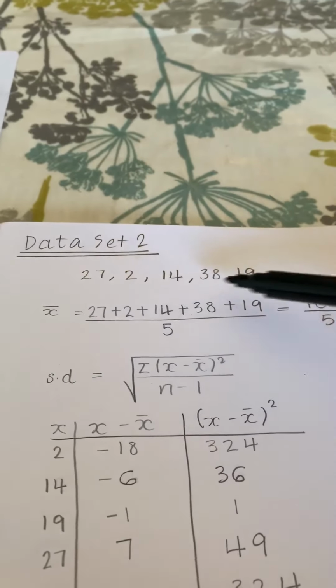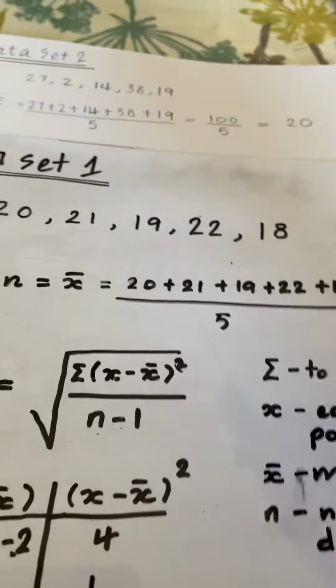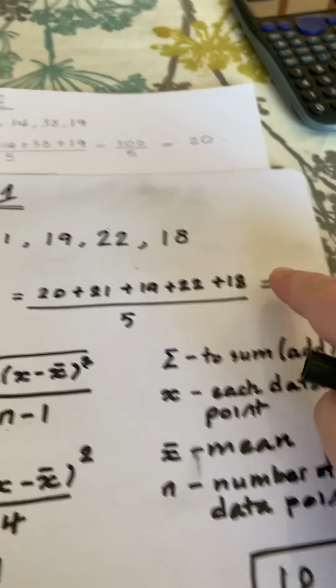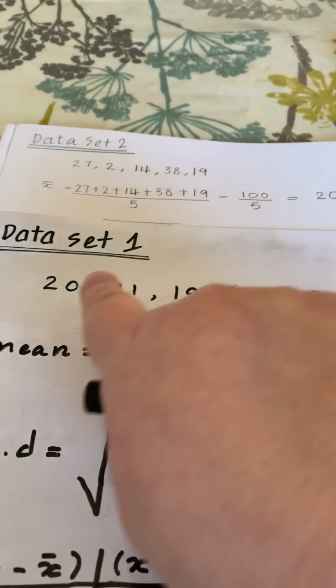So here I've got a totally different set of scores. Maybe compare them to the scores that we started with. So we started off with 20, 21. All these things worked out to have a mean of 20, and they were all quite close to 20 when you look at them. Okay, let's look at this data set.